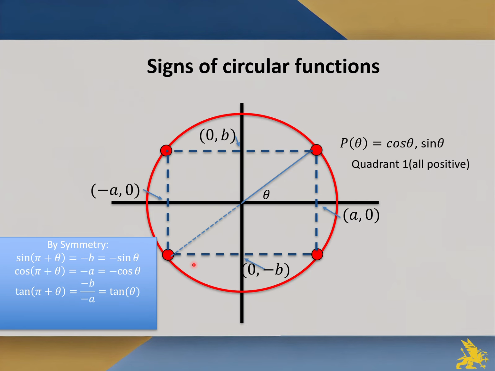Okay, we've got quadrant three here. Again, we're starting at sine and then we're going pi from this line here plus theta.